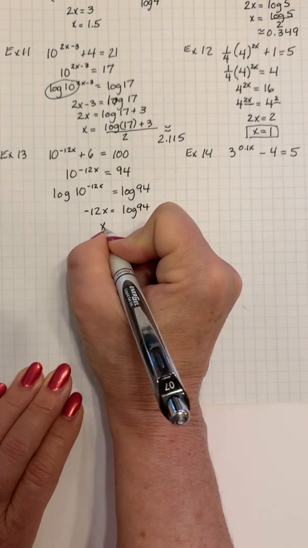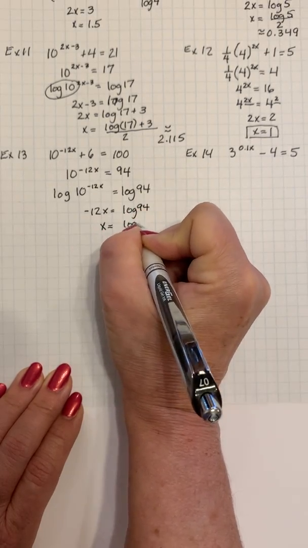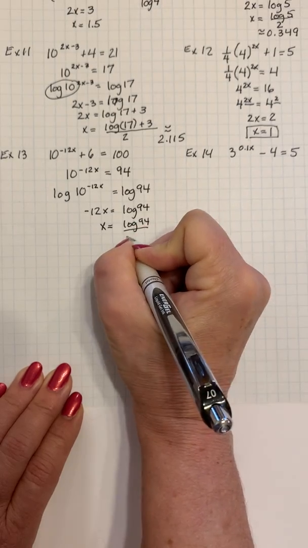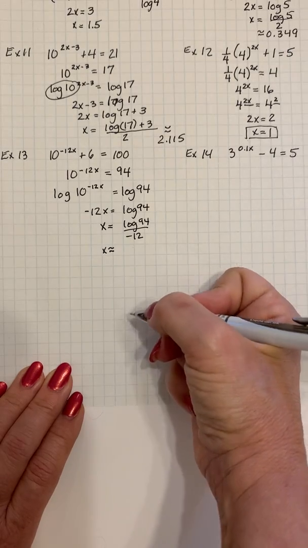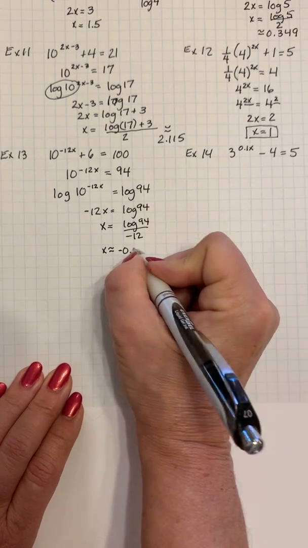Divide both sides by negative 12. x is equal to log of 94 divided by negative 12. And x is approximately equal to negative 0.164.